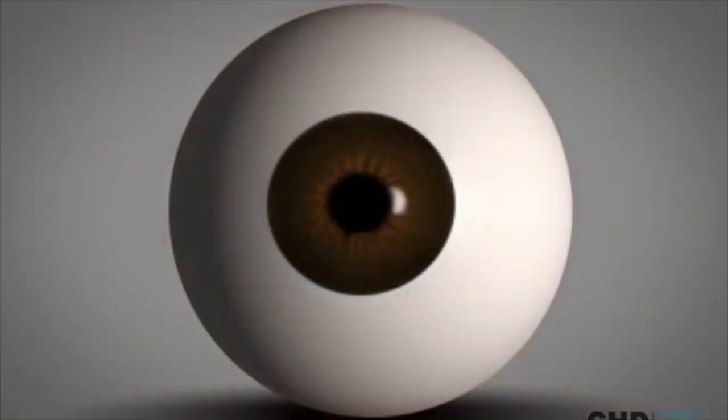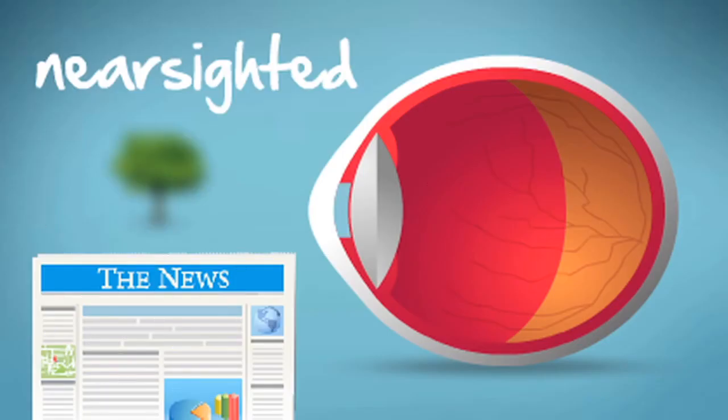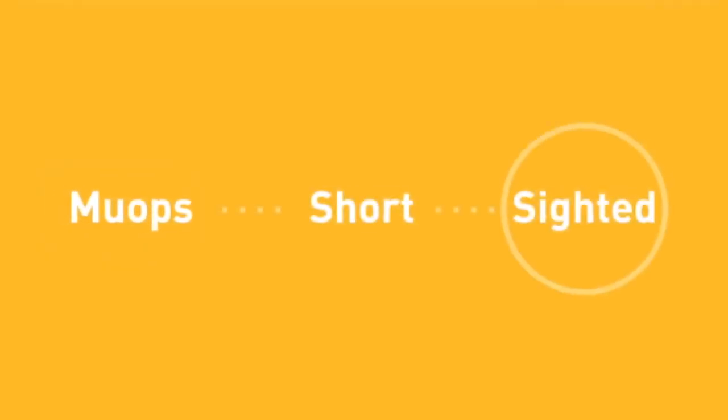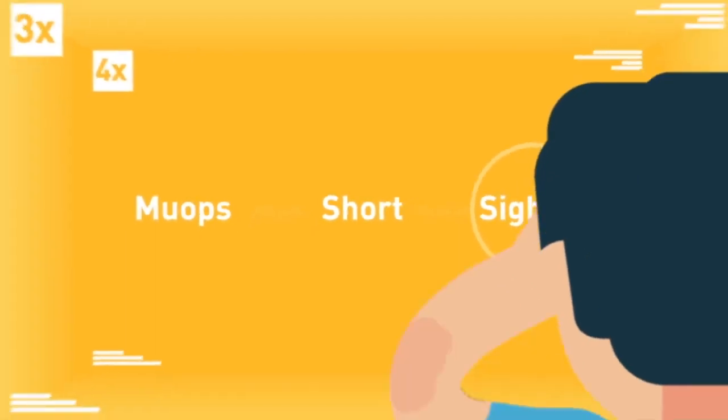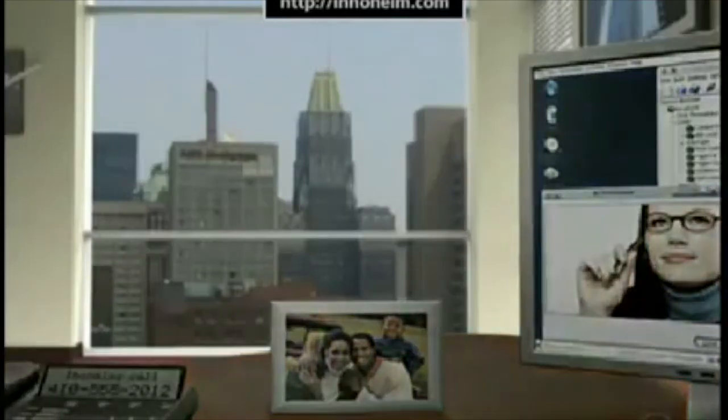Both are disorders of the eye, but they mean different things. Myopia is also called nearsightedness, defined as the ability to see objects very close to you, but having difficulty seeing objects away from you.